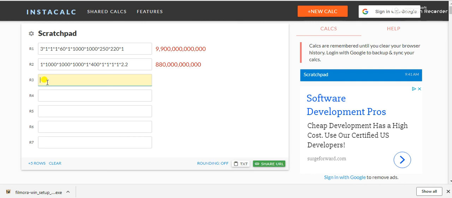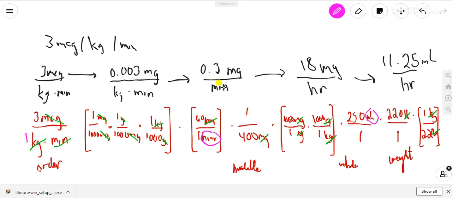And now when I divide those, I get 11.25. So my answer is again 11.25, and I have milliliters on top and hour on the bottom. And that's how you work it with dimensional analysis for problem number 1.